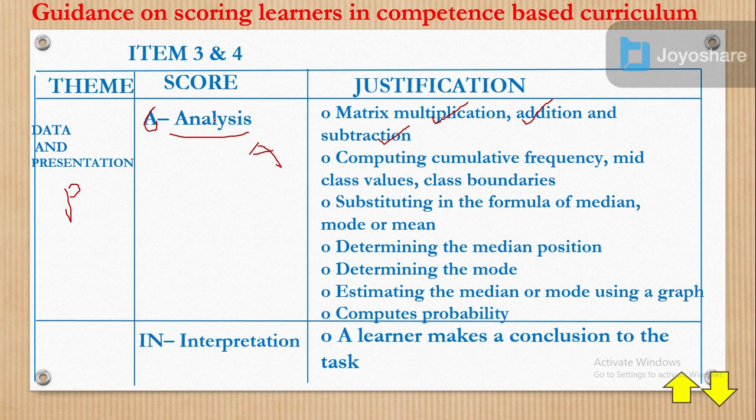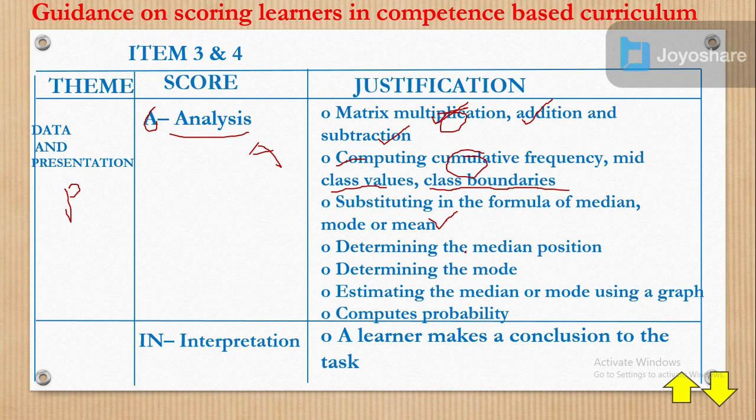Next, is the student able to analyze that we are meant to compute the cumulative frequency? Is the student able to analyze that we are meant to accumulate the mid value? Is the student able to analyze that we are meant to use the boundaries? Whenever you see this, you award A. Now, is the student able to substitute the data in the formula of, say for example, median, mode, and mean? You award a mark for analysis.